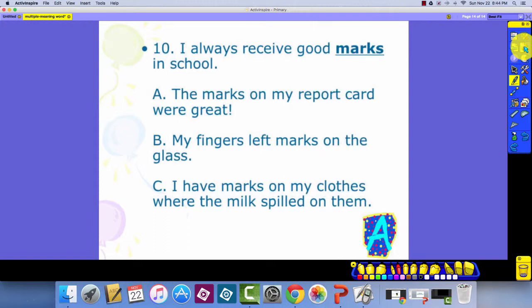Okay, number 10. I always receive good marks in school. The best option for this one was A. The marks on my report card were great. If you receive good marks in school, it means you receive good grades, okay? So the marks on the report card, the grades on the report card were great, okay? We weren't talking about leaving marks on any sort of glass like fingerprints or anything like that. And we weren't talking about marks or stains on clothing like option C was describing here.